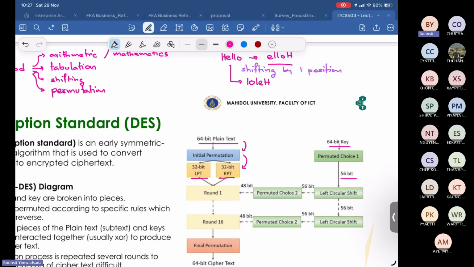Here, we split it into 32 bits and 32 bits, and then we encrypt it using some algorithm, either using mathematics, arithmetic, tabulation, or shifting. Each part is encrypted, and then they are put back together. And then you have the key of 56 bits. Then you perform a shift depending on the value of the shift position you want. Then you permute this 56-bit key in a certain way, and select only 48 bits to become the key, so that the left part and the right part of this permuted plain text can be encrypted using this 48-bit key.